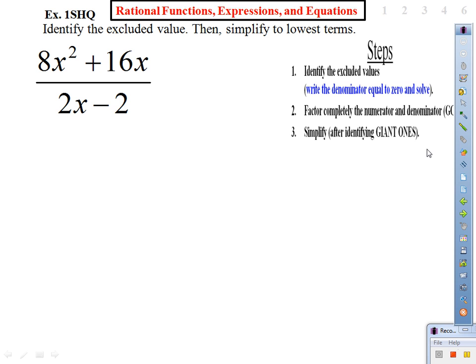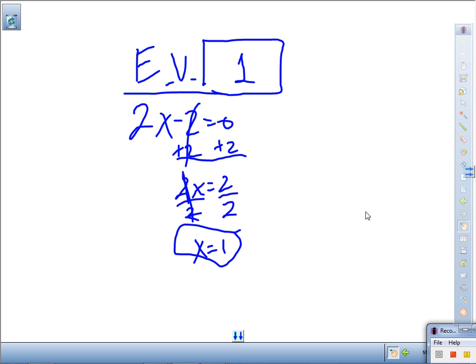Example 1, Shazam cube. We got 8x squared plus 16x over 2x minus 2. Copy that and go. Yeah, excluded value is 1. Hands up if you got that. Okay. Let me go to the simplification.